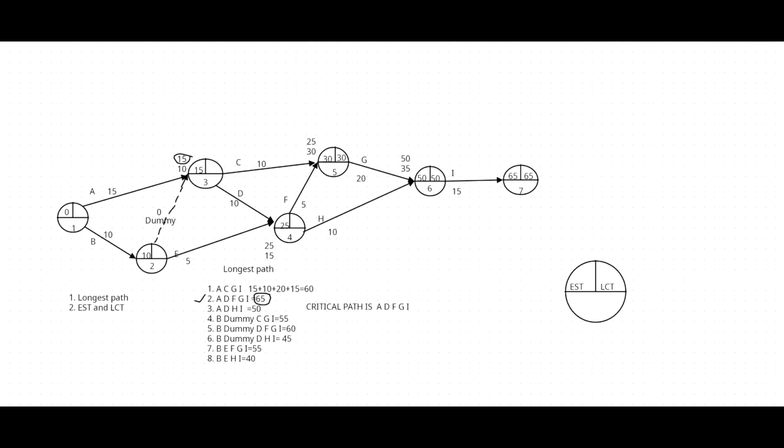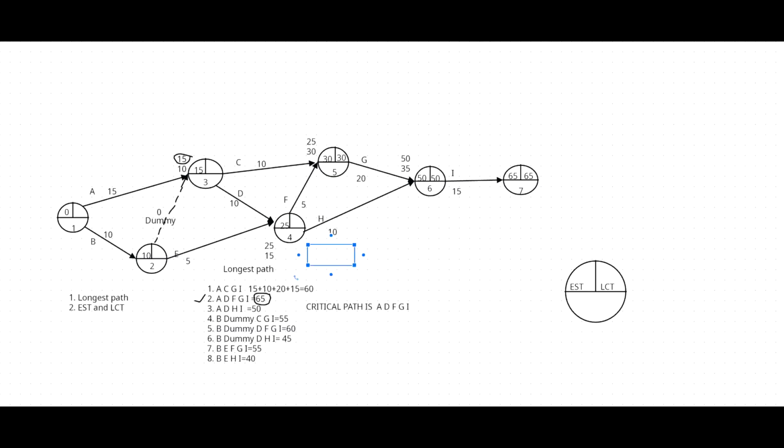Now we use the backward process, right? That's the reason I asked you to draw all the arrows forward, no cross arrows, straight line arrows. Now we should calculate the fourth event latest completion time. Consider both paths, via the F and via the H. If you calculate via the F, 30 minus 5, the value is 25.